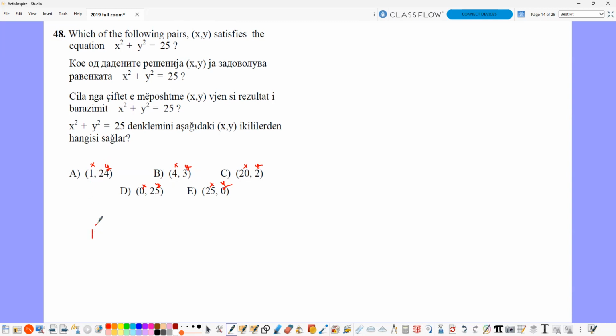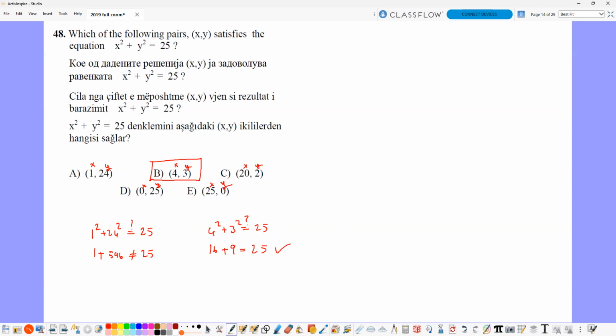So I'm going to check 1 squared plus 24 squared. Is it equal to 25? Which is not. 1 squared is equal to 1. 24 squared, I don't remember what it is, but it is nearly, I think, 596. Yes, 596. And this is not equal to 25. So it is not. 4 squared plus 3 squared, is it equal to 25? 4 squared is equal to 16 plus 9, which is equal to 25. Yes, this is the correct answer. And I'm going to stop here because B is the correct answer.